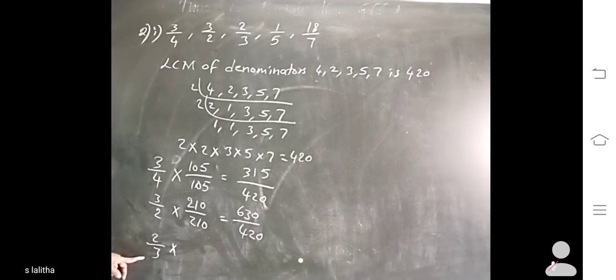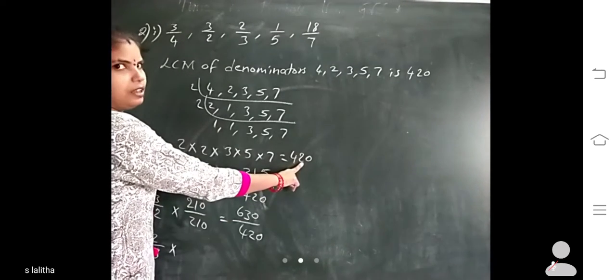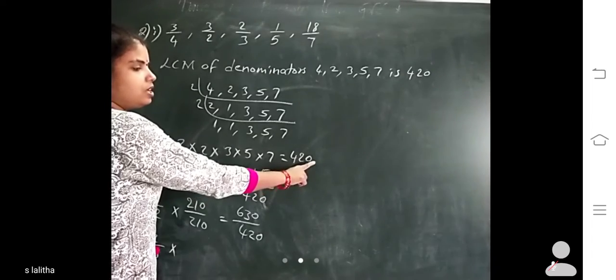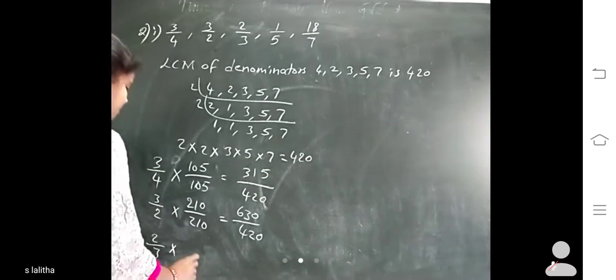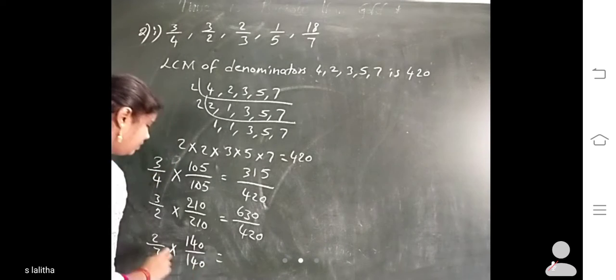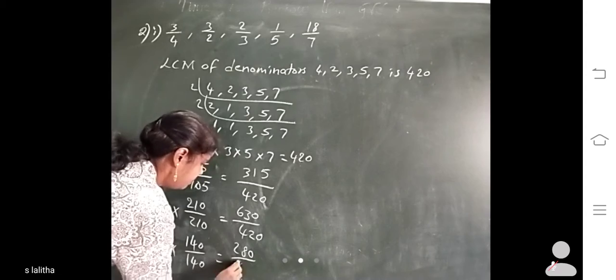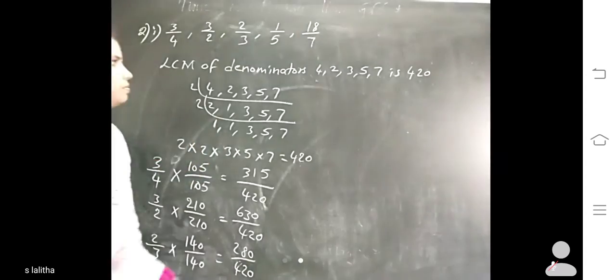In the 3 table, how many times 420? 3 1s are 3, 1 is remaining, 12. 3 4s are 12, 0. 140 times. So 280 by 420.